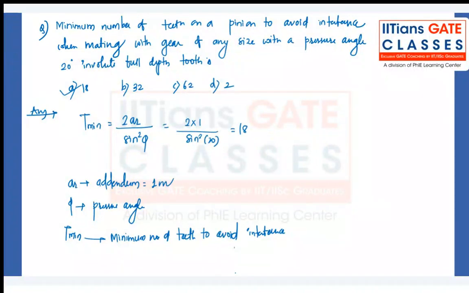Since they are not given anything, let's consider the addendum. They have not specified anything, so let's keep it as 1 and you'll get 18 as the answer.